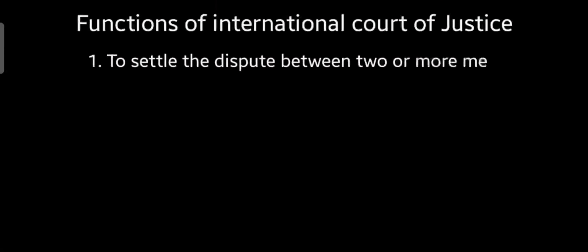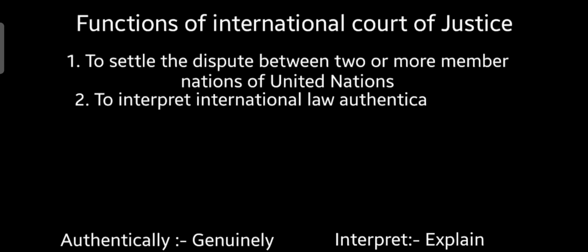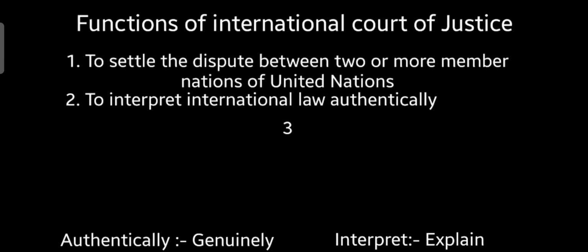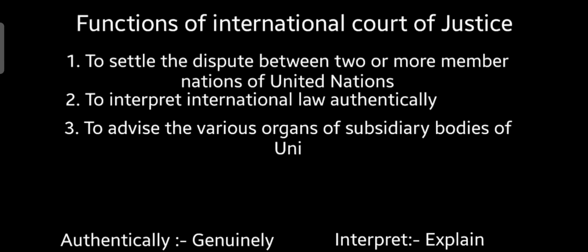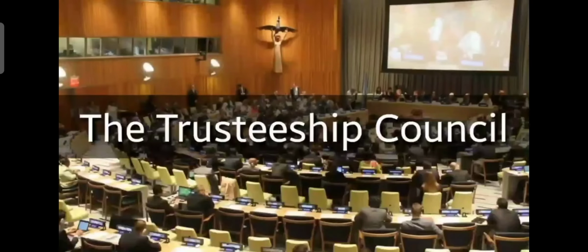Functions of the International Court of Justice: Number 1. To settle disputes between 2 or more member nations of the United Nations. Number 2. To interpret international law authentically. Number 3. To advise various organs or subsidiary bodies of the United Nations about legal issues.